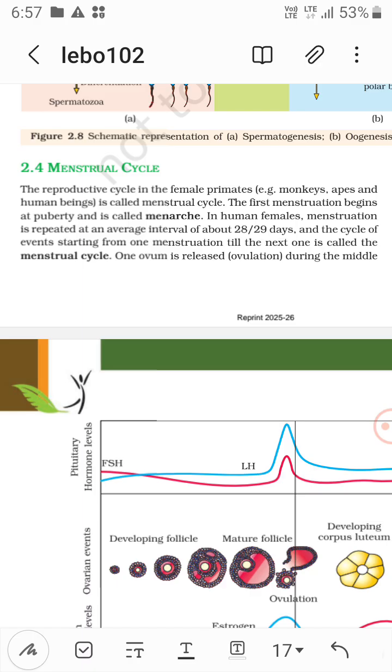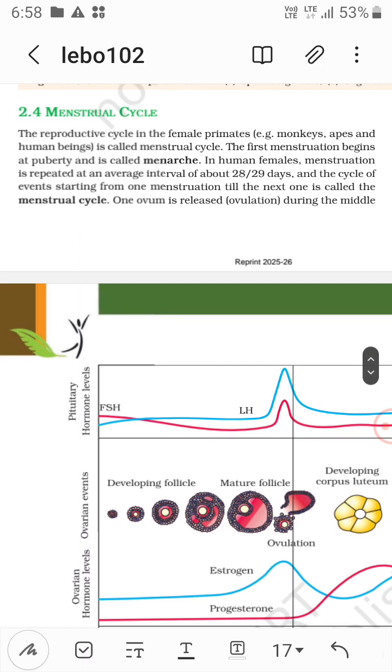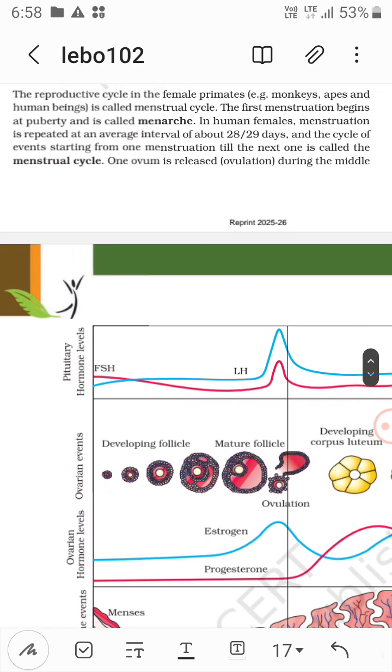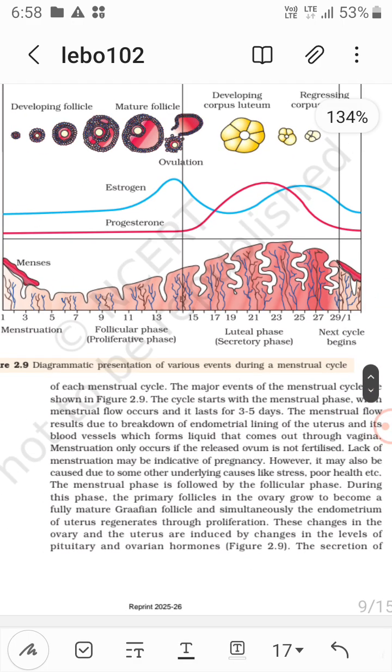The reproductive cycle in female primates, for example monkeys, apes and human beings, is the menstrual cycle. The first menstruation begins at puberty and is called menarche, and menstruation is repeated at an average interval of about 28 to 29 days. The cycle of events starting from one menstruation till the next one is called the menstrual cycle. One ovum is released, ovulation, during the middle of each menstrual cycle.